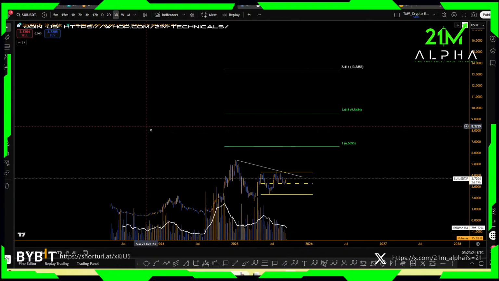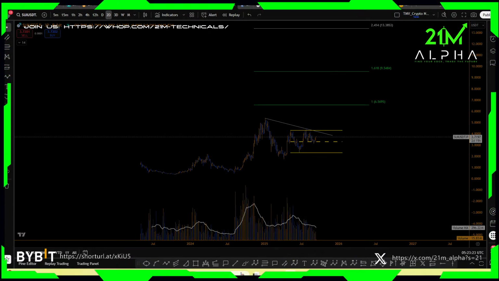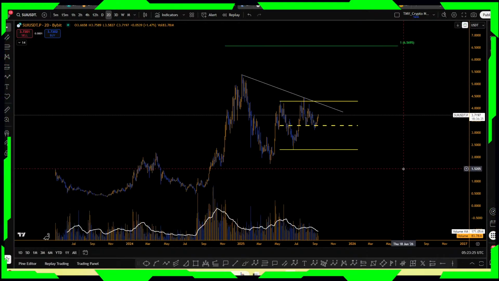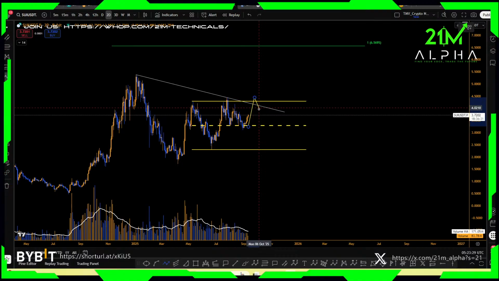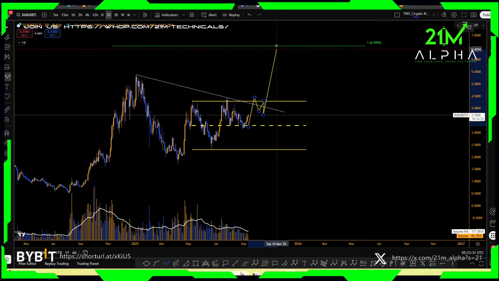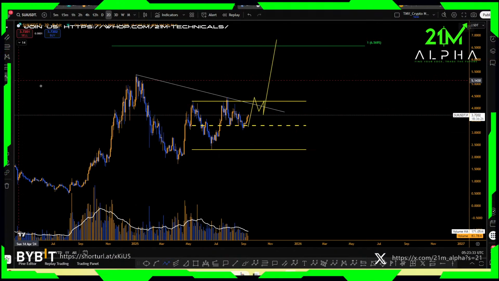So the first bull case scenario is a bullish V, meaning that we just go up here, accumulate, and then we run up. That's the first case.